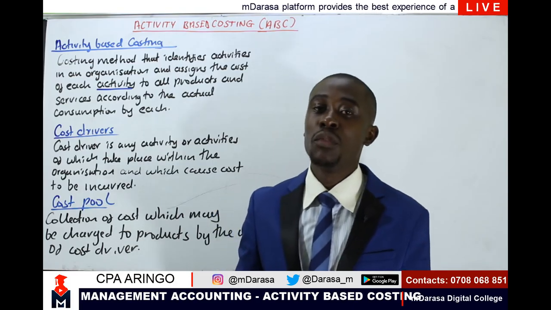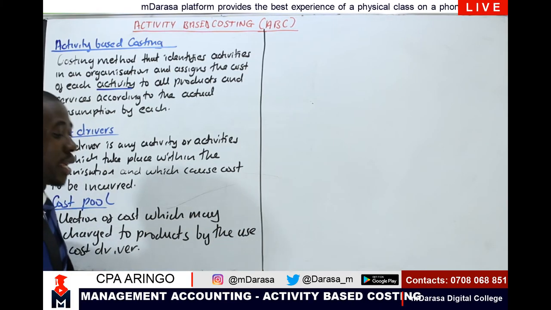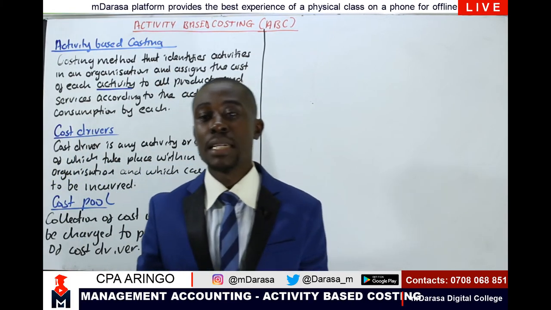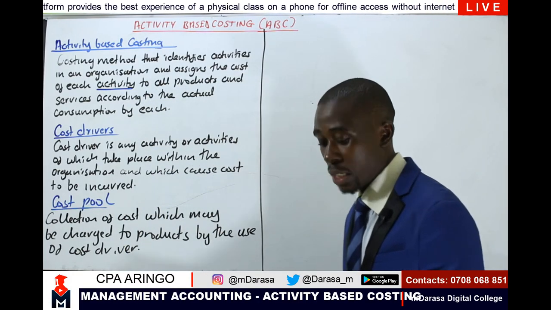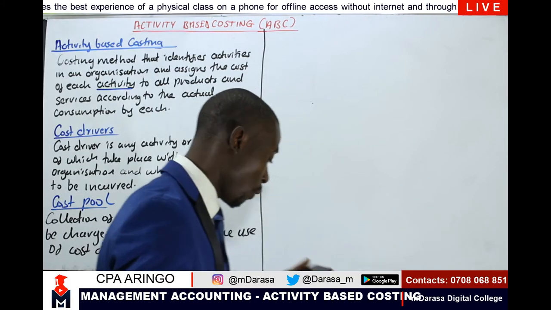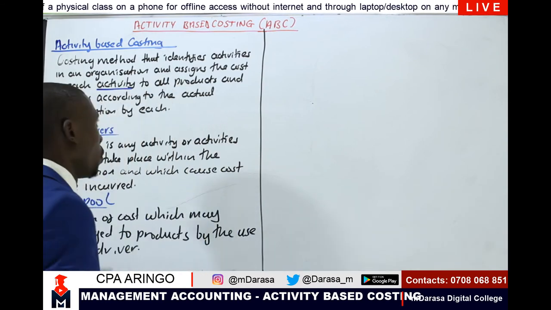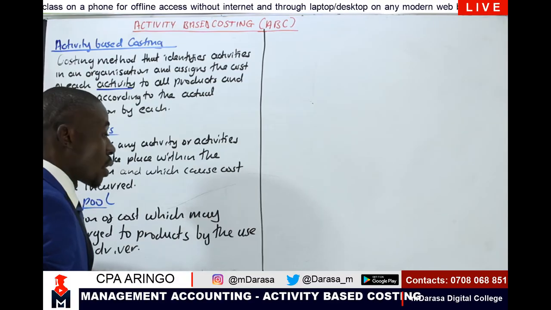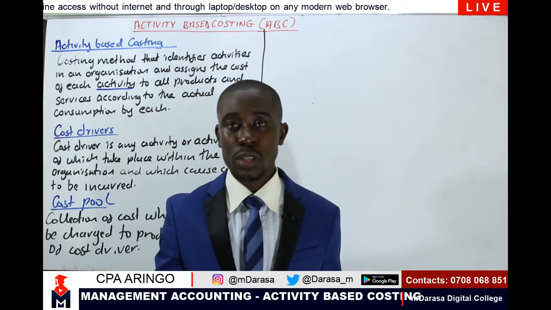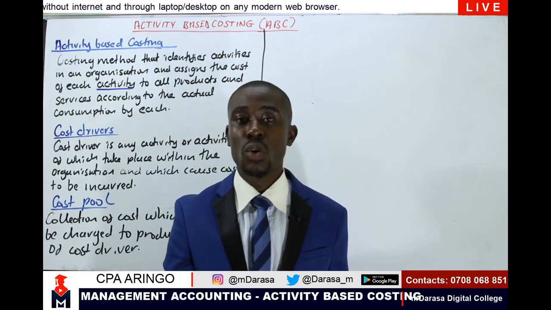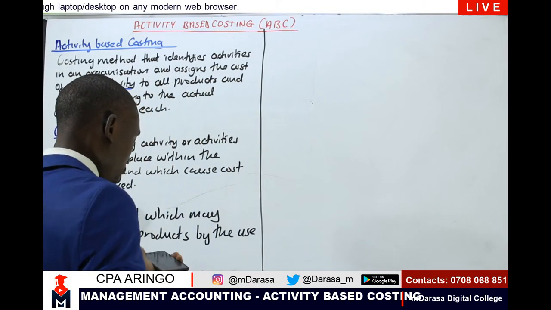simple for us. But before we look at any form of illustration question, there are also some key elements that you must always have in mind at any given point you are dealing with activity-based costing. This will include, say for example, if you're asked the steps of ABC. What are some of the steps that we need to follow for us to prepare our activity-based costing statement?